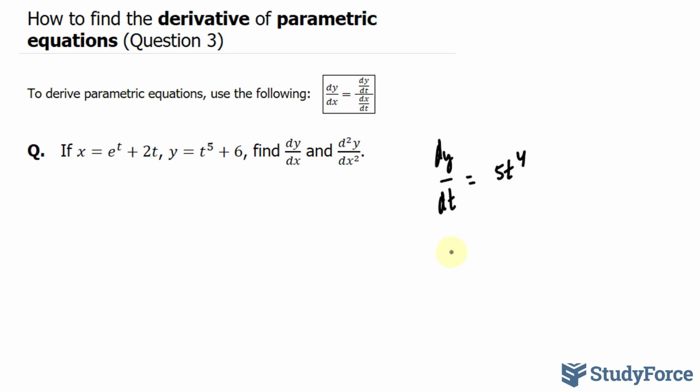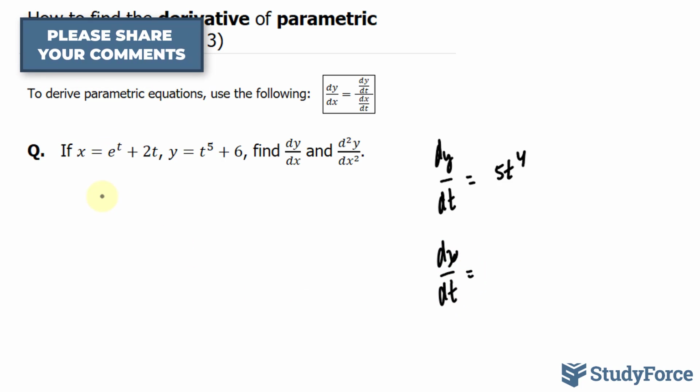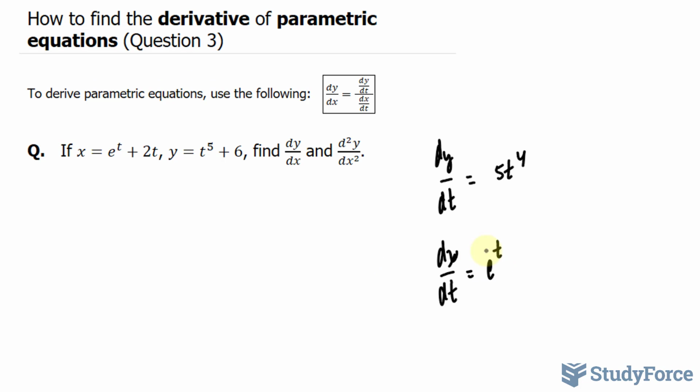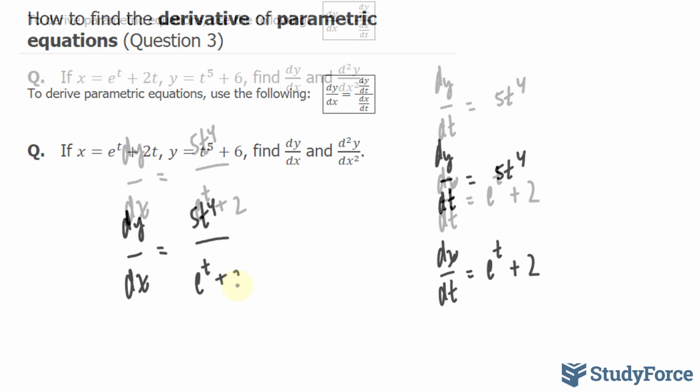Now we'll find the bottom part, dx over dt. The derivative of e to the power of t is simply e to the power of t, and the derivative of 2t is 2. Now I'll take this expression and divide it by this expression. Let's go ahead and do that. We have dy over dx is equal to 5t to the power of 4 over e to the power of t plus 2.